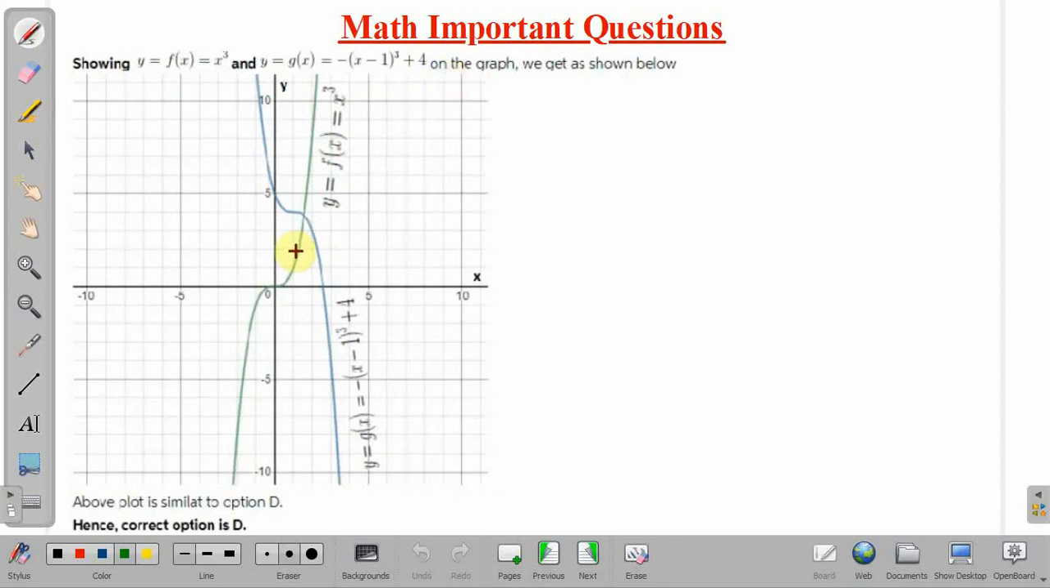Now we are showing only y equal to f(x) equal to x cube and y equal to g(x) equal to minus of (x minus 1) raised to the power 3 plus 4 on the graph as below. This is our required graph of g(x), and this is our original graph in green. So the correct option will be option number D.